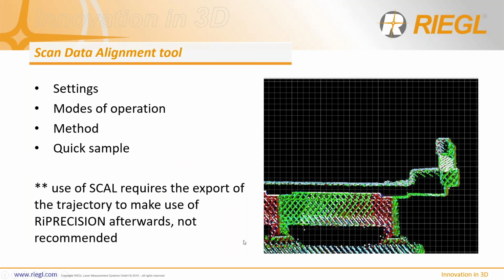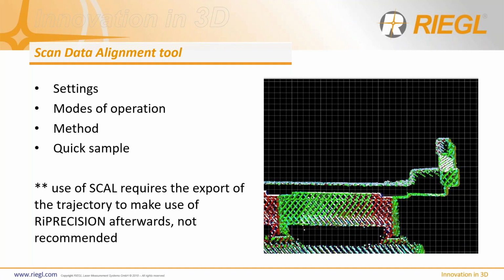All right, so what are we going to cover in the Scan Data Alignment Tool portion of this webinar? This is where you can get out your pen and paper if you've been waiting for the important information. Here it comes. We're going to talk about the settings, what they are, how they work. We're going to talk about the different modes of operation in terms of what it does. I'm going to go through the methodology of how to apply it. Then we're going to go through a quick sample.